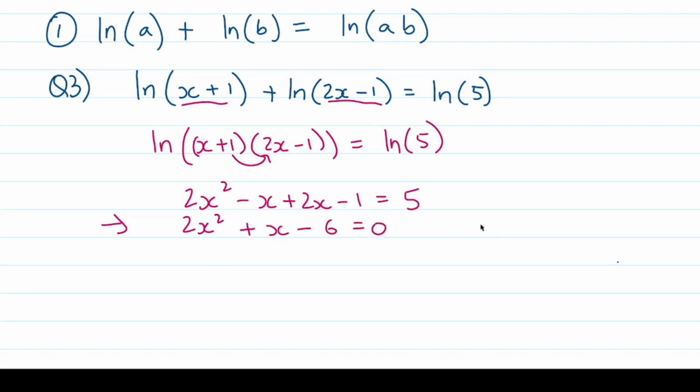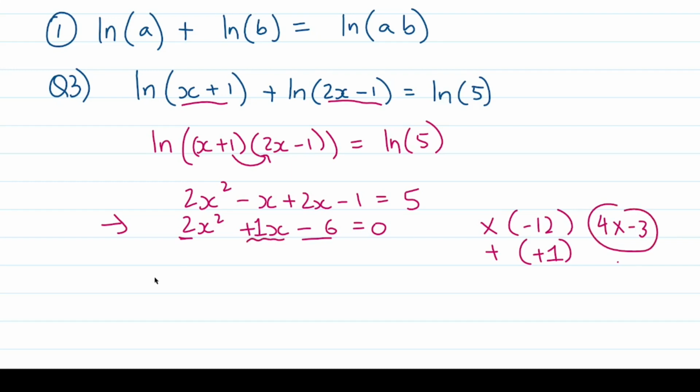So now we need to think of two numbers that multiply to 2 times -6 and add to the number here, which is just +1. Now the two numbers that do that are 4 times -3. And we're going to use these two numbers to rewrite our plus 1x. So we're going to write it as 2x squared plus 4x minus 3x minus 6 equals 0. So this plus 1x is now replaced with plus 4x minus 3x, which also just equals 1x.